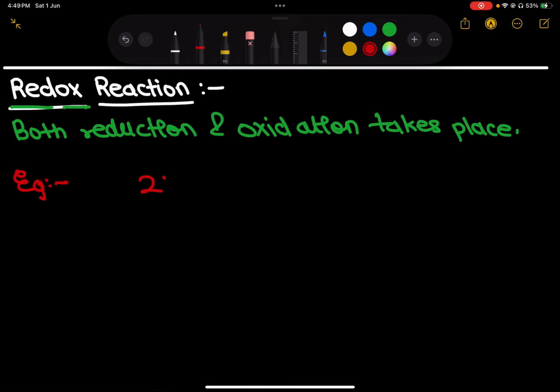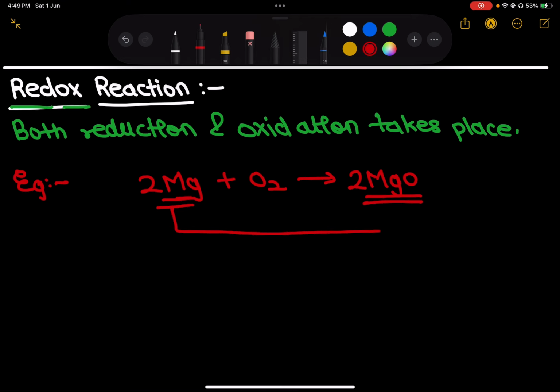A very simple reaction. 2 Mg plus O2 gives 2 MgO. Simple. Now here, it is Mg, right? And here it is MgO. So oxygen has been added. You have to draw an arrow like this. And you can see plus O2 has happened. That means oxidation has happened, or oxidation has taken place.